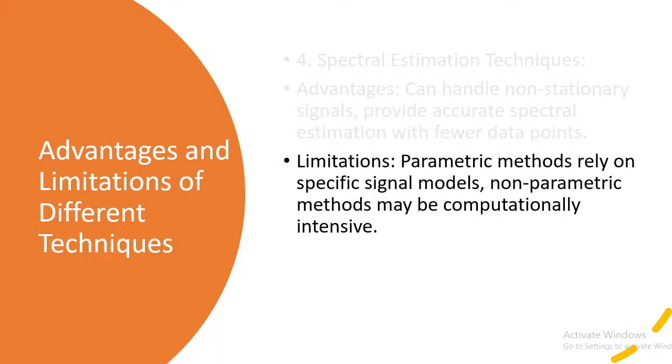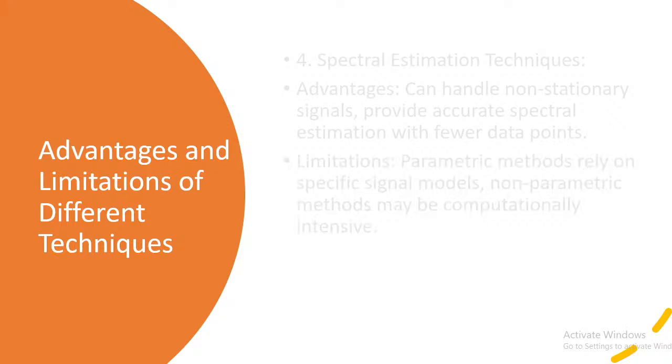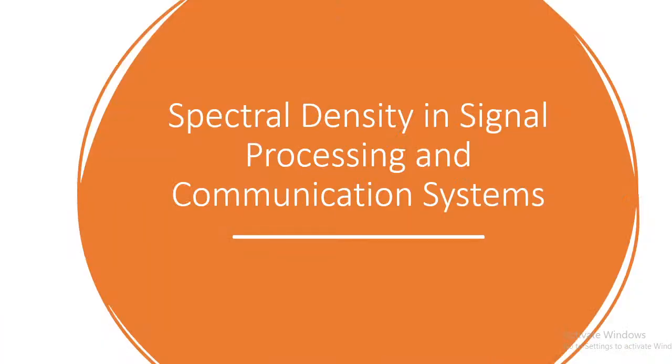Now, what is a stationary signal? What is a non-stationary signal? A stationary signal is a signal whose statistical characteristics do not change with time. If the statistical characteristics like mean, variance, etc., of a signal change with time, then that is a non-stationary signal. Now, limitation of spectral estimation techniques: parametric methods rely on specific signal models. Non-parametric methods may be computationally intensive. These are the two parts.